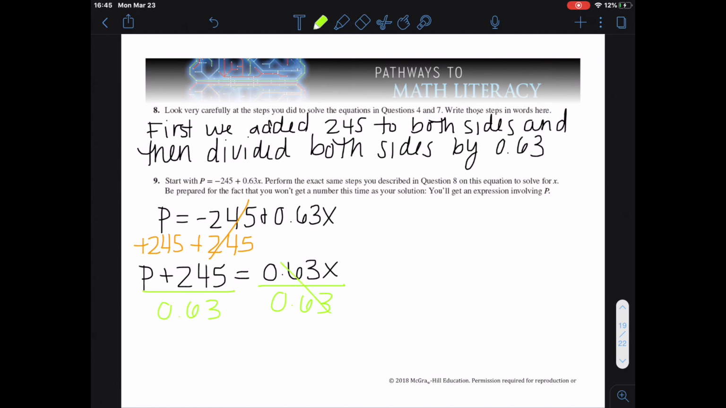So that gives us x is equal to (p plus 245) divided by 0.63. Now instead, if I ask you how many snow cones you need to sell to make a profit of $70, you would just plug in 70 for p. So you can use the first equation if you want to figure out what the profit is for a number of snow cones, or now I can use this if I'm given the profit and want to find how many snow cones we need to sell.